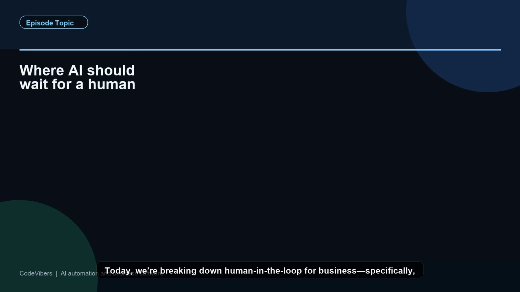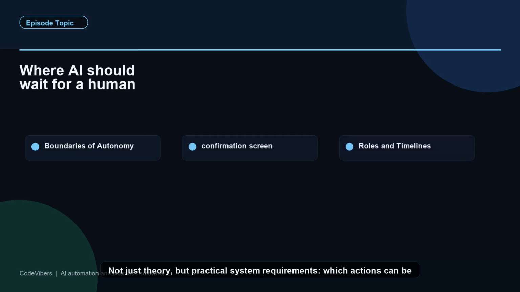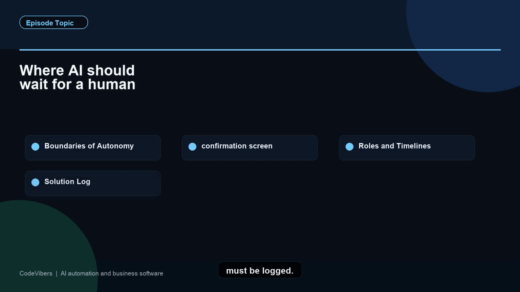Today, we're breaking down human in the loop for business, specifically where AI should pause and wait for human approval before taking action. Not just theory, but practical system requirements: which actions can be automated, which require confirmation, what to show the user, and what must be logged.